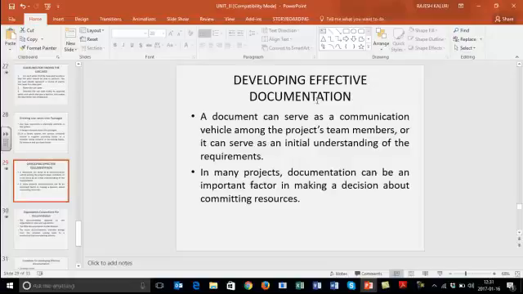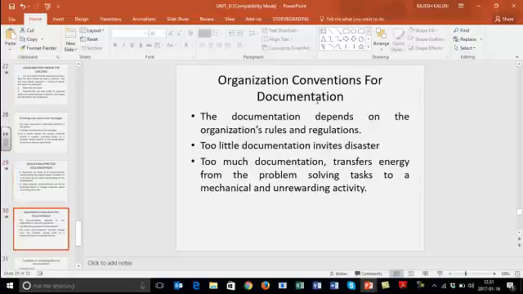And then the next one is organization conventions for documentation. Here the documentation depends on the organization's rules and regulations. Various companies and various benchmarks have their own ways of preparing documentation. One organization will follow a different kind of documentation methodology or framework, and the same cannot be used for another company as well.